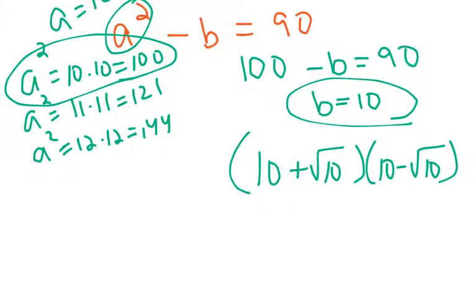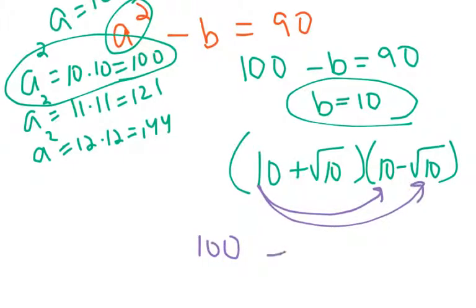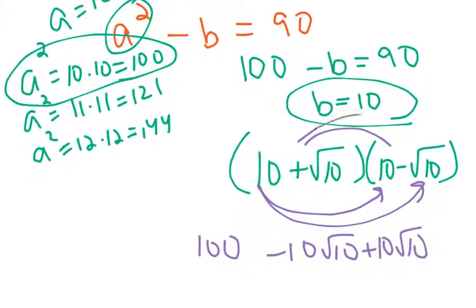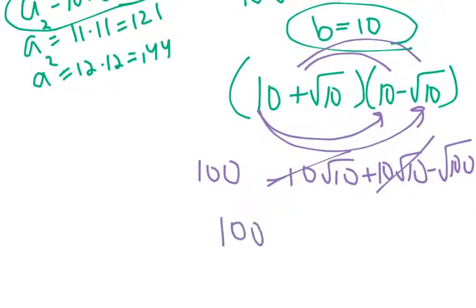So now I'm going to go and check and make sure that this worked. So this is 100 minus 10 the square root of 10 plus 10 the square root of 10 minus the square root of 100. Well, these are opposites and they cancel, and I'm left with 100 minus, well, the square root of 100 is 10, which is 90, and it worked.